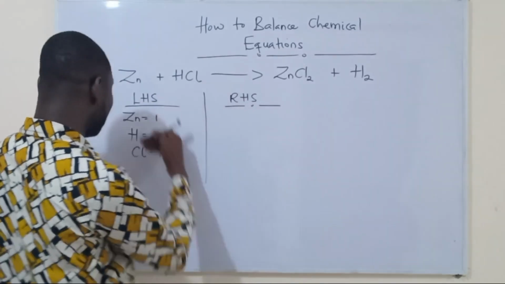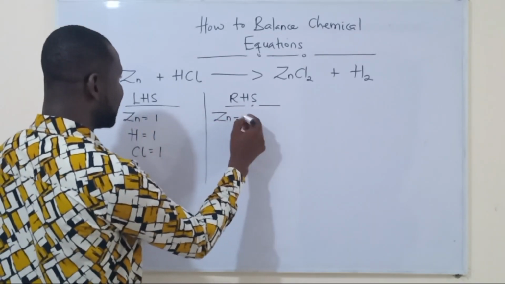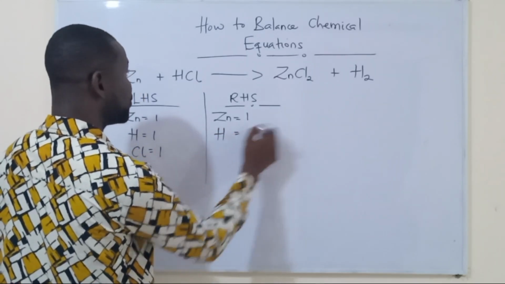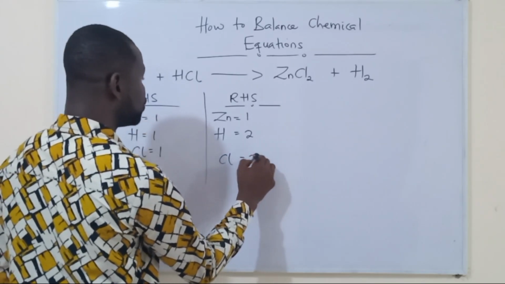So on the product side, I'm equally going to write the same elements. I have Zn here, I have 1. Then I have H, which is 2 atoms. Then I have Cl, which is equally 2.